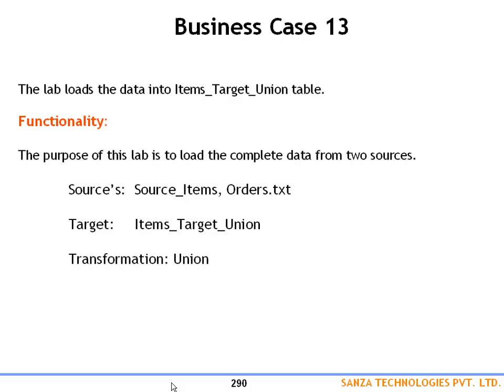Now I'll discuss the simple mapping and transformation. Informatica provides you with a union transformation. For that transformation, for example, I have 2 sources. One is a table, one is a flat file. I want data from both the sources and load into the items target union table.